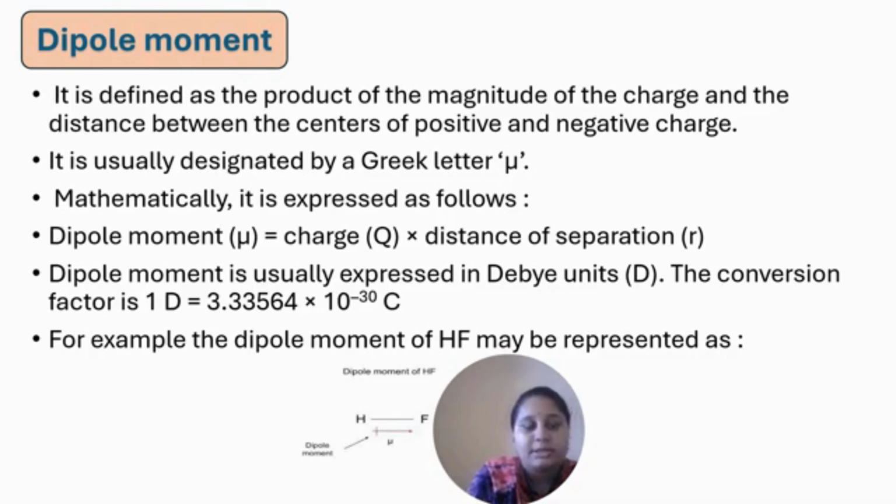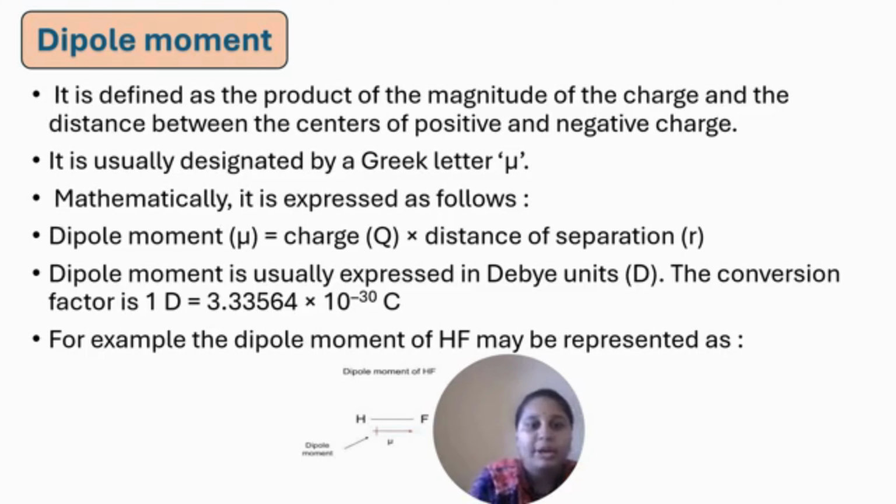The next concept here is dipole moment. So what is basically dipole moment? It is defined as the product of the magnitude of the charge and the distance between the centers of positive and negative charge. It is designated by the Greek letter mu. Mathematically, dipole moment equals charge multiplied by distance of separation. It is usually expressed in Debye units, and the conversion factor is 1 Debye equals 3.33564 into 10 power minus 30 coulomb metre.